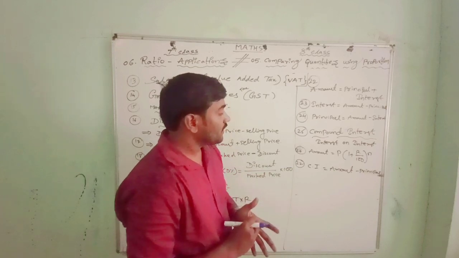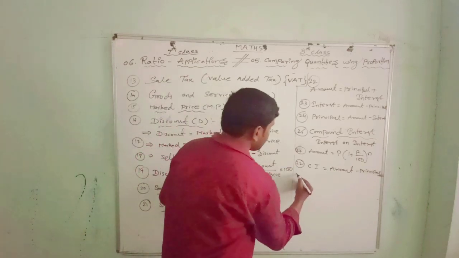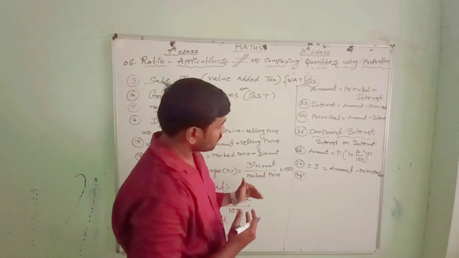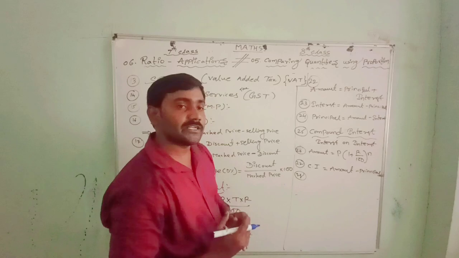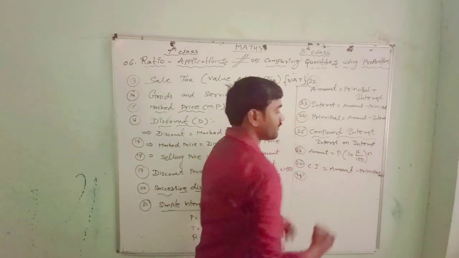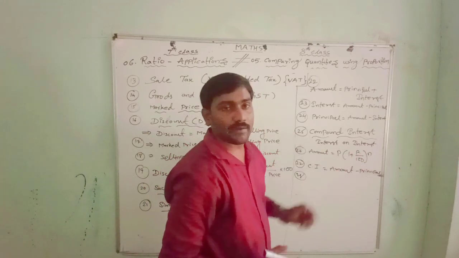Then we have some more formulas here. If the amount is calculated annually, for 1 year, we take R. If the rate of interest is for 1 year, then we take R.